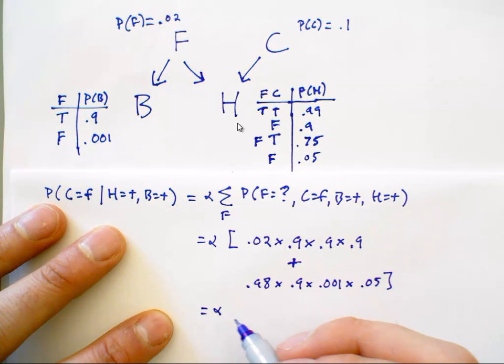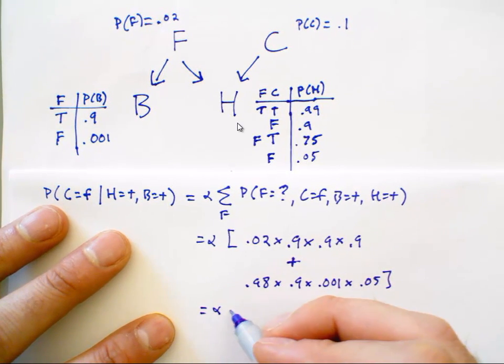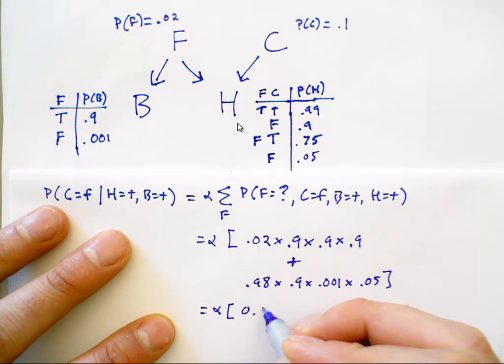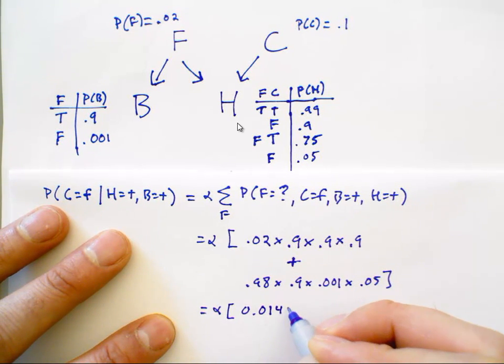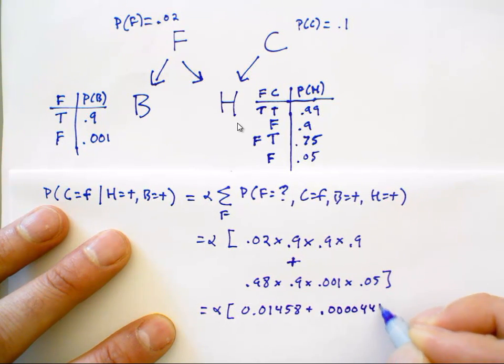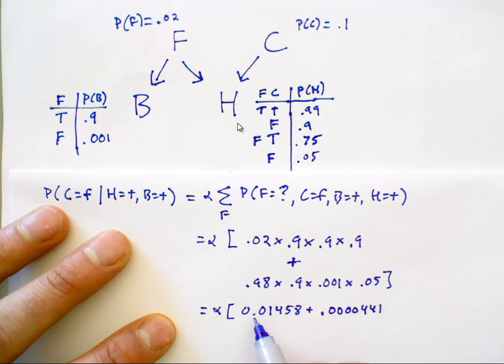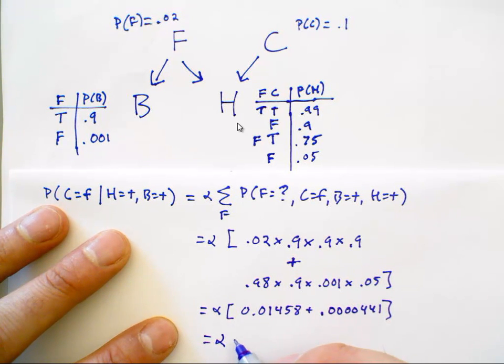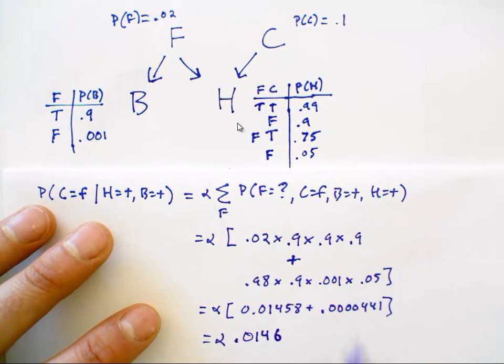Now, what do our computers have to say about these? Okay, so for the true case, it's 0.01458. For the false case, it's 0.0000441. And what happens if we add those together? 0.0146. Okay, great.